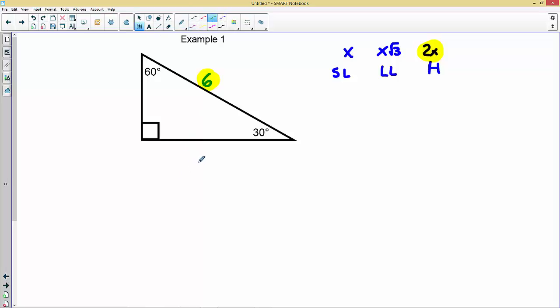All right, so what does that mean? Well, you just write it. You just write 6, that's the length of the hypotenuse, equals the formula for the hypotenuse, 2x. Okay, so that's the first step: set the given side equal to the formula. Next step is solve for x.